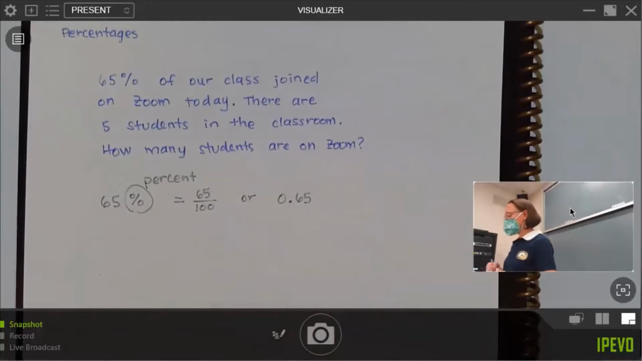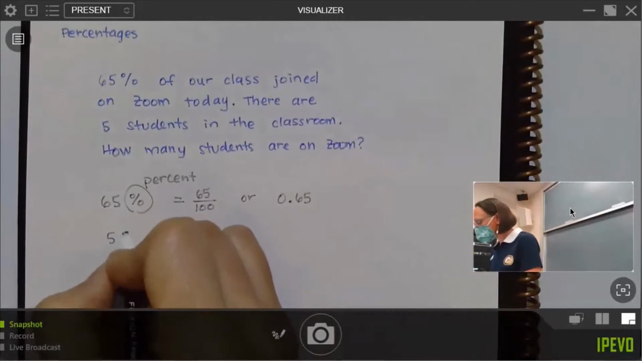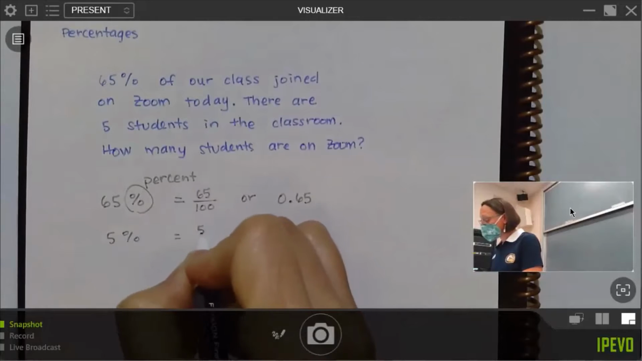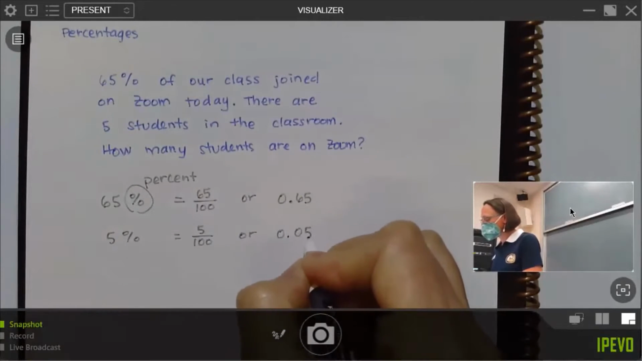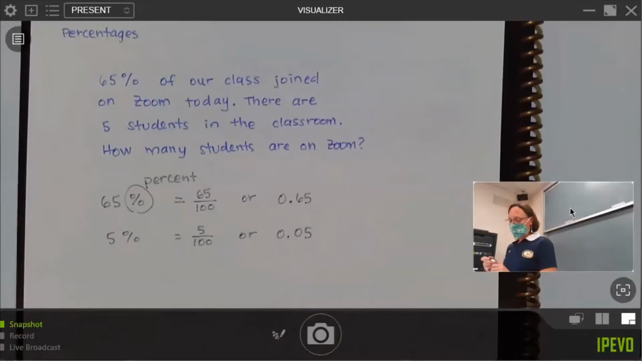So if I add 5%, that means 5 out of 100, or 0.05. So this thing is just notation. It's kind of a mathematical symbol, but it's really more of a mathematical placeholder for what it really is.